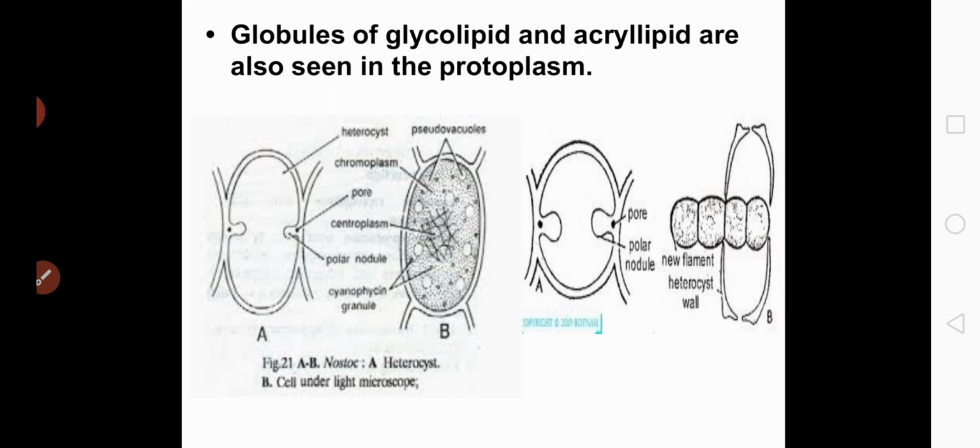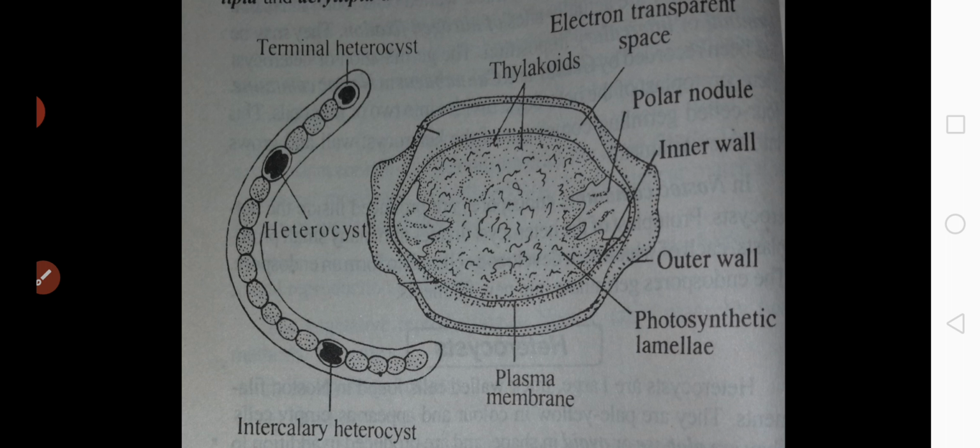So this is the cell structure of the heterocyst. In this picture you can clearly observe the two wall layers, the inner wall and outer wall. In between the wall layers there is an empty space, and at the polar regions polar pores are present, and these pores are closed by the polar nodules. Next to the wall layer there is the cytoplasm, and in the cytoplasm it contains cell organelles like ribosomes, and along with the ribosomes, thylakoids are present, and some globules are also present.